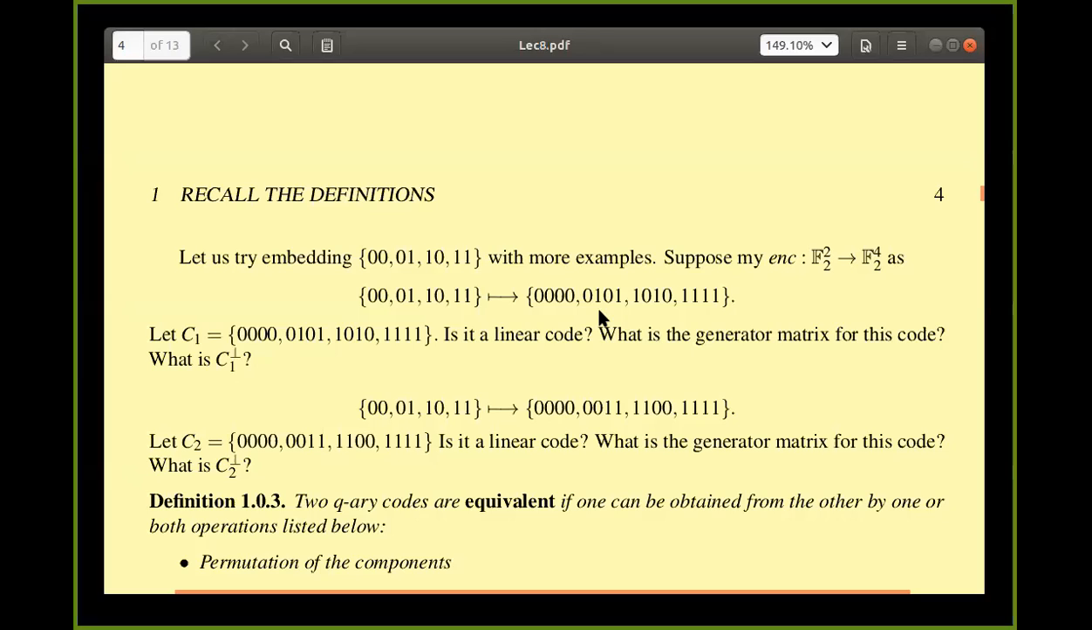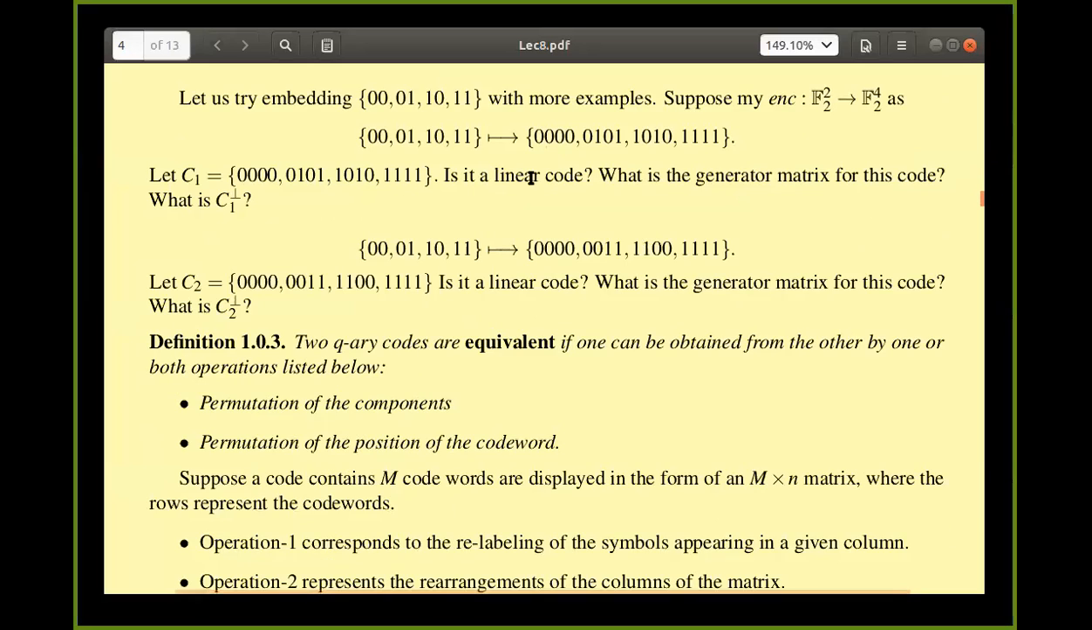So we can again check these two. Now, is there any difference in error correcting capabilities in these two codes? What is the distance of this code? 2. What about the distance of this code? It is 2 only again, right? So there is not much difference. That helps us understand the meaning of something called equivalent codes: two codes are said to be equivalent if one can be obtained from the other by one or both of the following operations listed below.